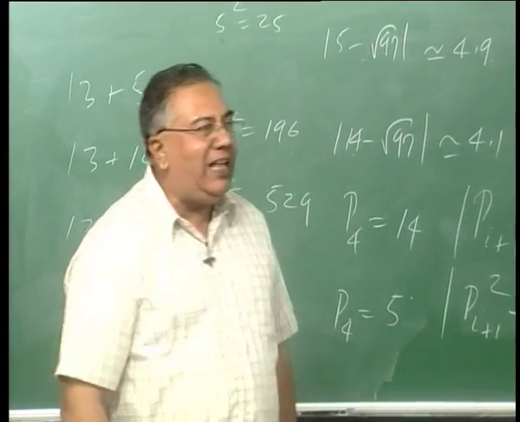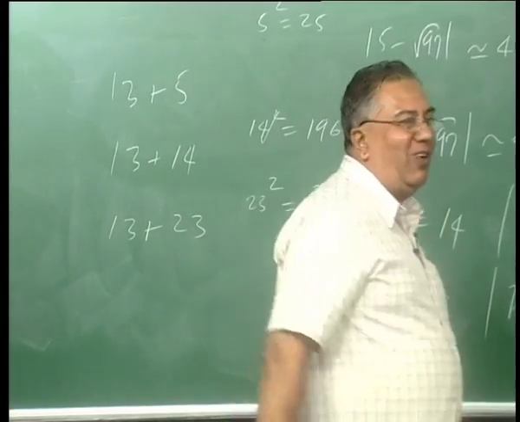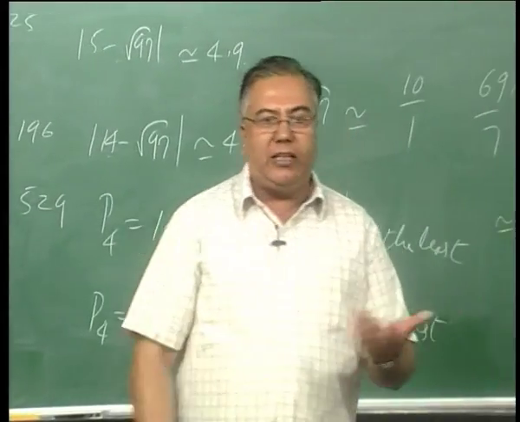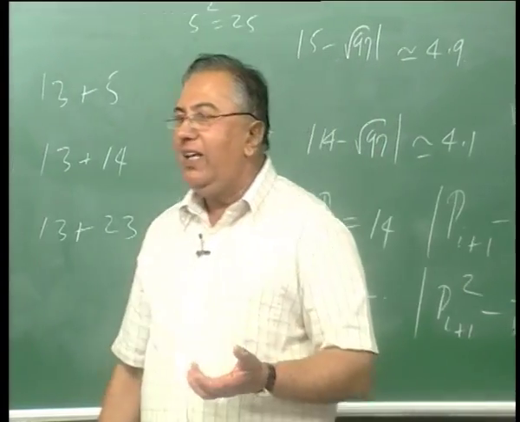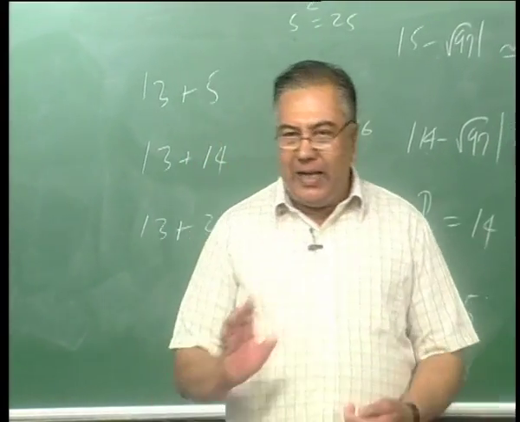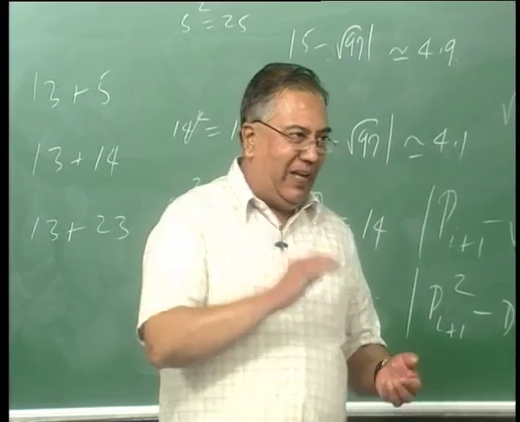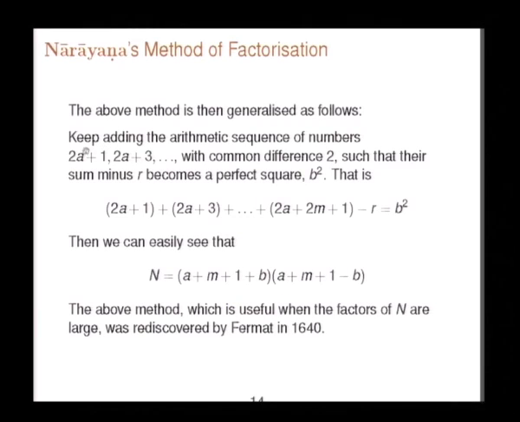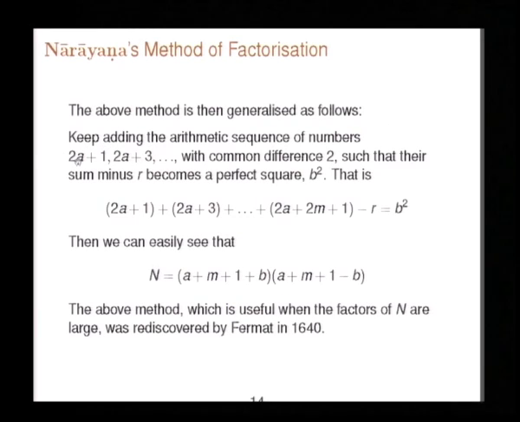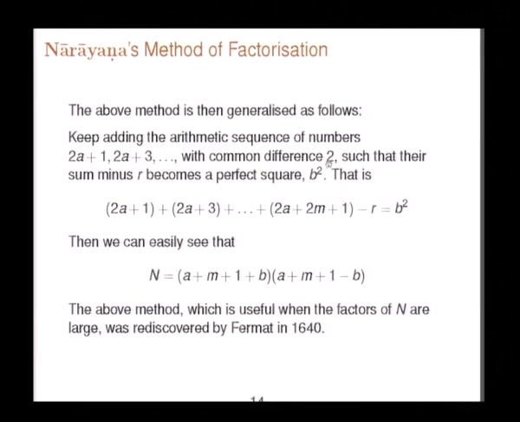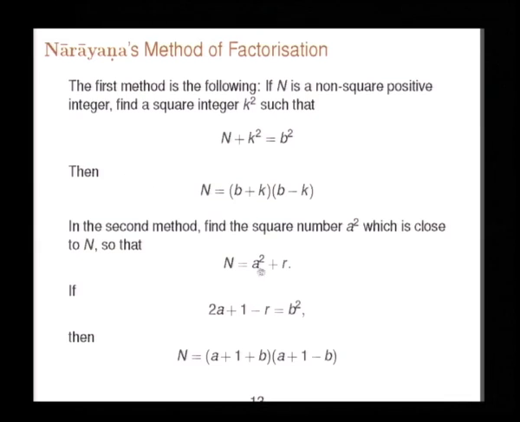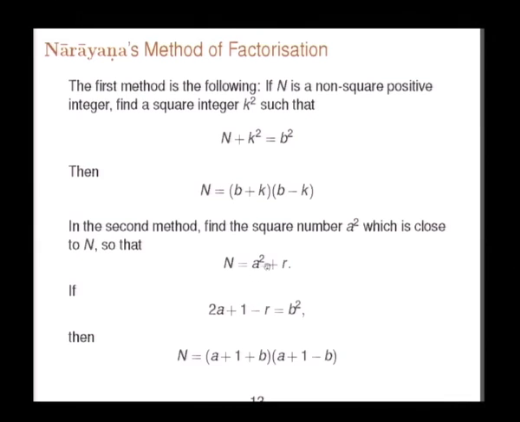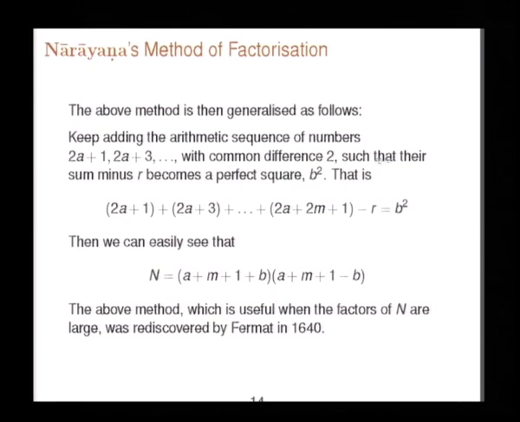Now Narayana comes with a sort of algorithm, what you can try and do. Of course it is not a simple thing, factorization as all of you know is indeed a difficult problem, but Narayana is giving some systematic method when the factors of n are fairly large. So he says keep adding the arithmetic sequence of numbers 2a plus 1, 2a plus 3, with common difference 2, such that their sum minus r, where n is a squared plus r, becomes a perfect square.